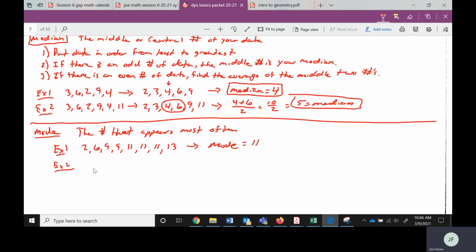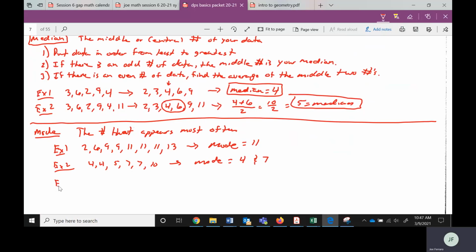It's possible. Let's say we had this list. Unlike mean or median, it's possible to have 2 modes. So the mode here, we have 4 appears twice and 7 appears twice. So it'd be 4 and 7.